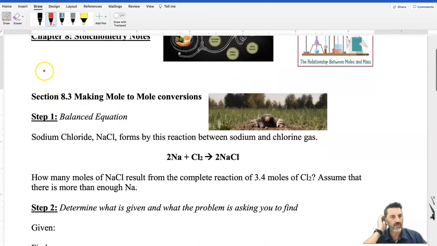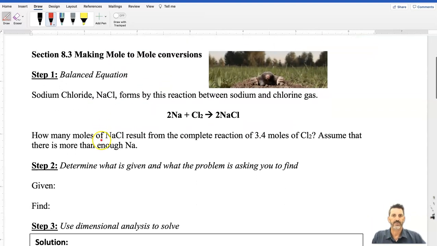This should be a review for you, but it's good to go through an example and have you try one before we jump into the sort of expanding on this. So section 8.3, which we've talked about, is called mole-to-mole conversions. You guys have already done this, but like I said, it's good to review.